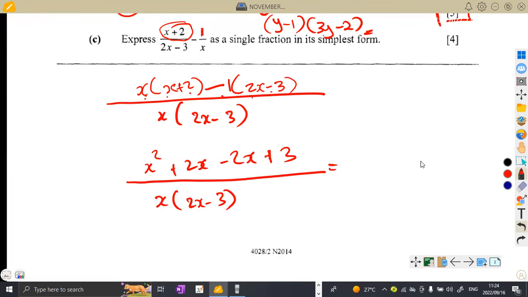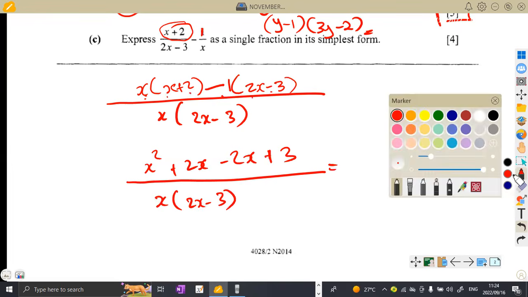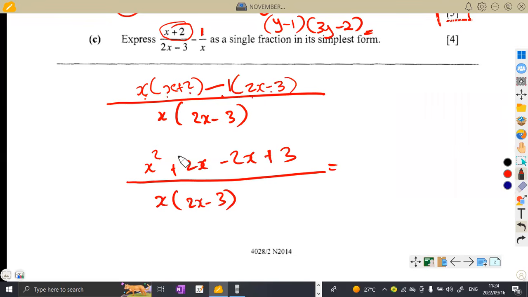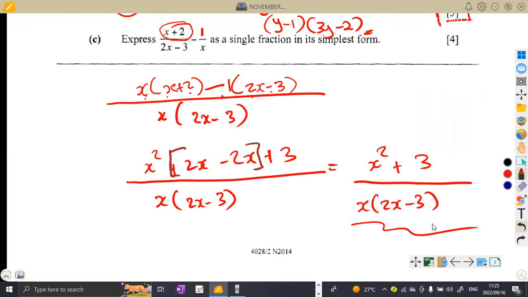So you can simplify further. As you can see, these two terms can subtract and cancel each other. That is the 2x here and the minus 2x. So 2 minus 2, that's 0. You're going to remain with x squared plus 3, everything over x into 2x minus 3, like that. So you're done. There's nothing more you can do from there. Just leave your answer like that. Okay, so that's what we had, guys.